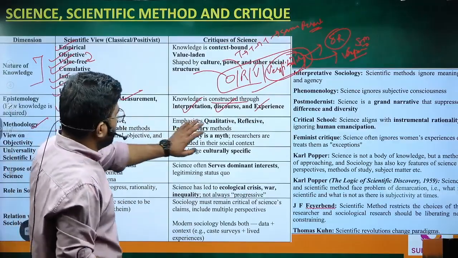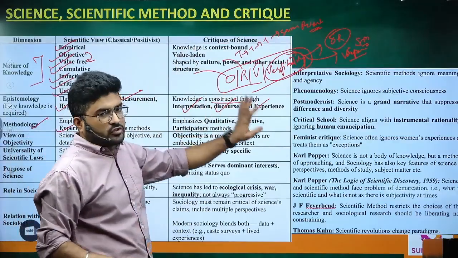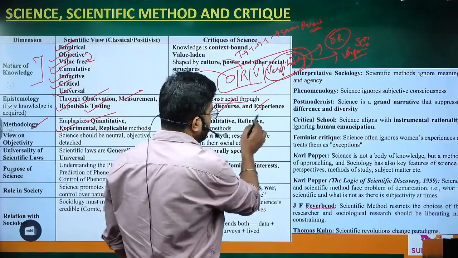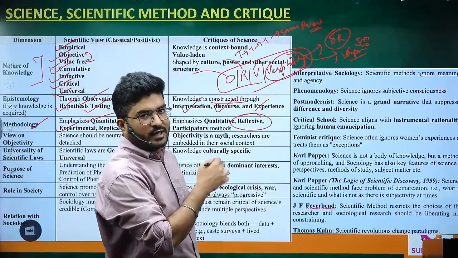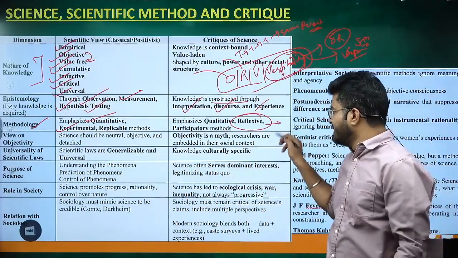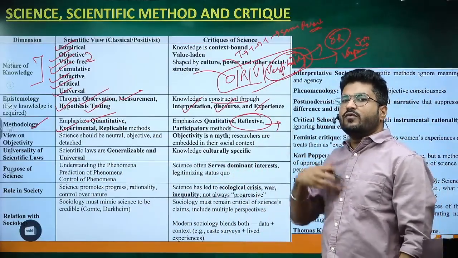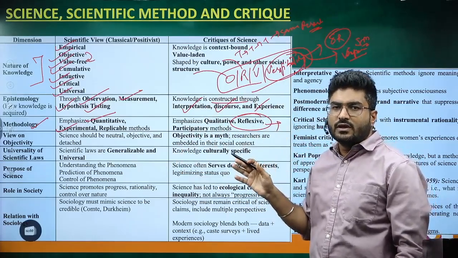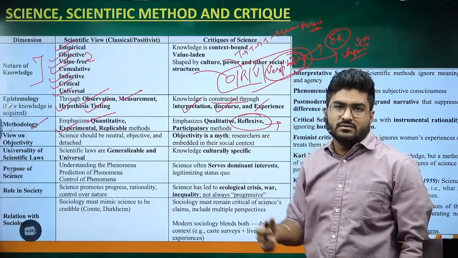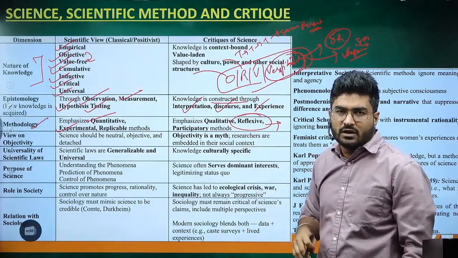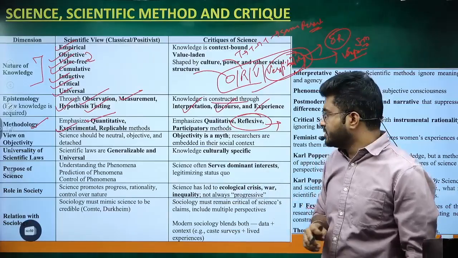And what is the critique? That we should focus on reflective, qualitative and participatory methods. What is this reflexivity all about? We will be dealing with this in ethnomethodology also. Reflexivity basically means that on the basis of interactions we change our behavior. So here is a reflex. On the basis of that reflex we change our behavior, our pattern of behavior, our pattern of interaction.